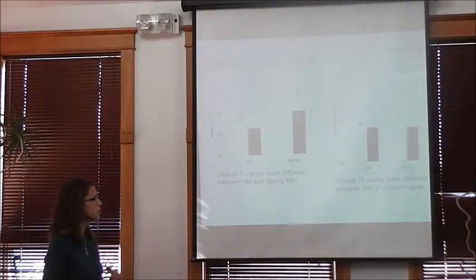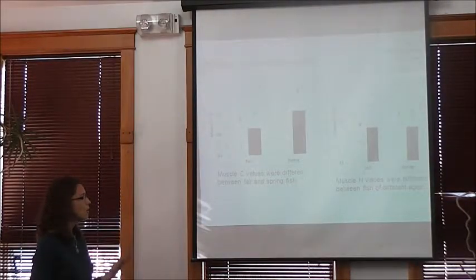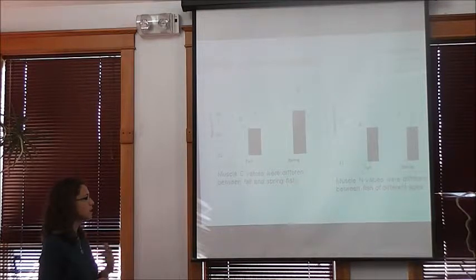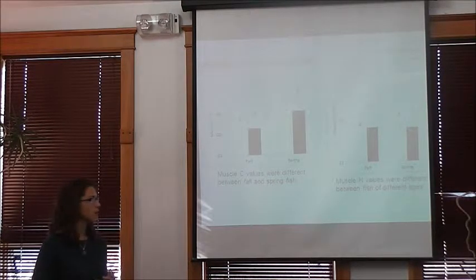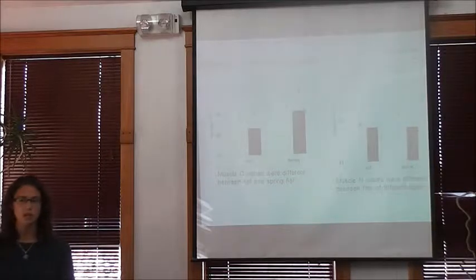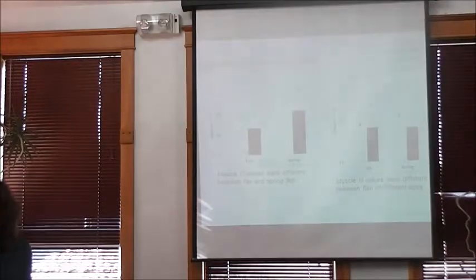On the other hand, when we looked at the muscle nitrogen, we saw that muscle nitrogen values were different between fish of different ages. So these fall 2-year-olds, their muscle nitrogen values were different from the fall 3-year-olds. However, the spring fish, their muscle values as far as muscle nitrogen appeared to be fairly similar.